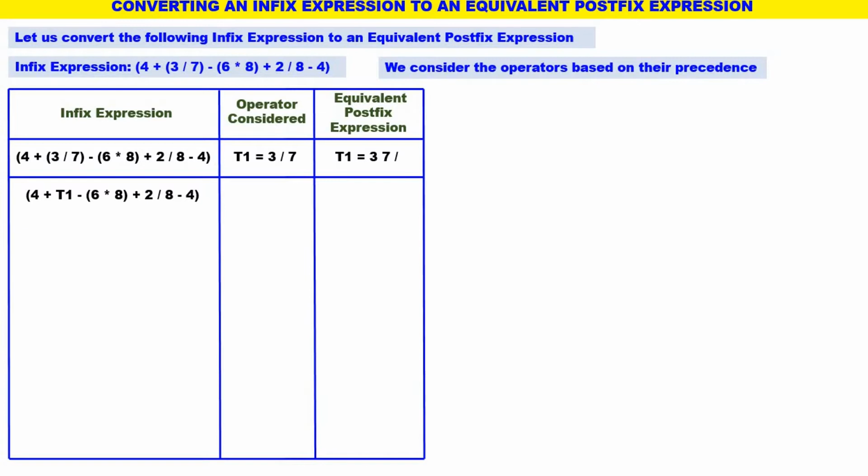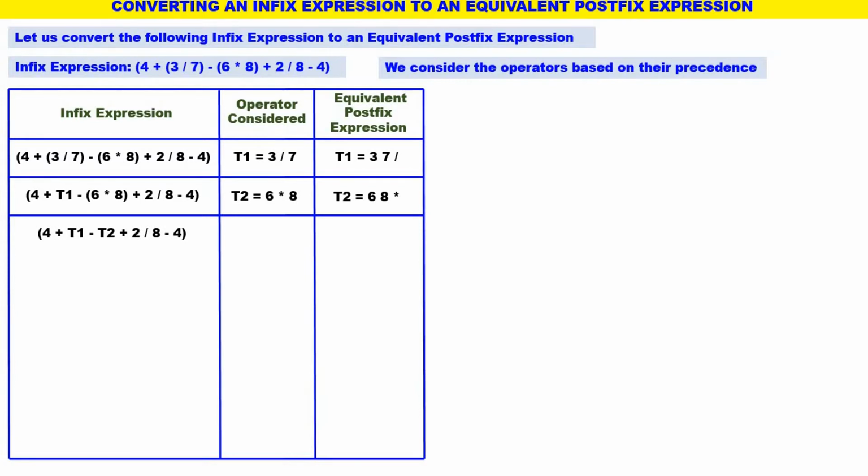Yes. Next, what is the expression that you have to consider? 6 star 8, because that is within the parenthesis. Yes, T2 is equal to 6 star 8, and in the equivalent postfix it is 6 8 star. That's all, very simple. So here instead of 6 star 8 we will write down T2.